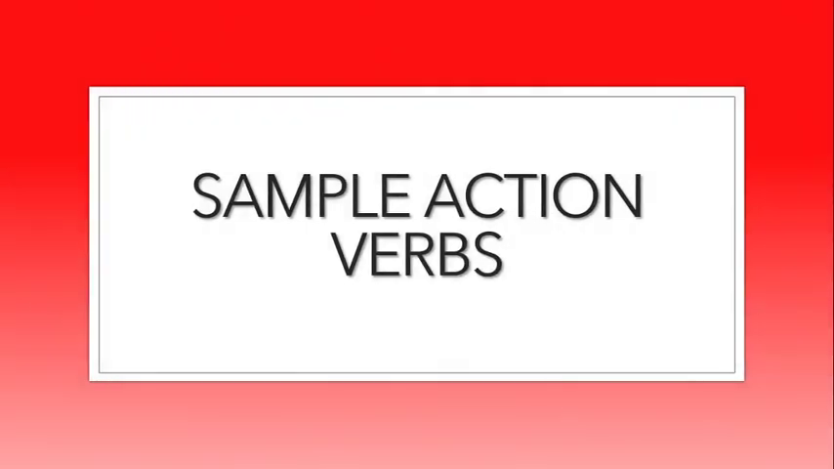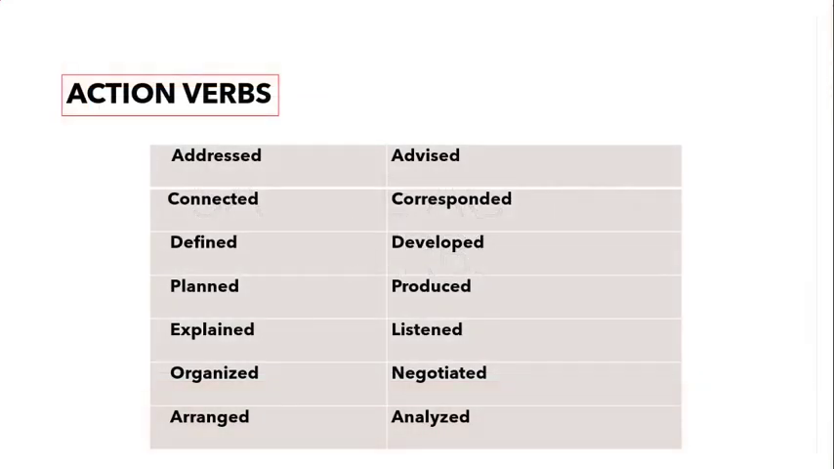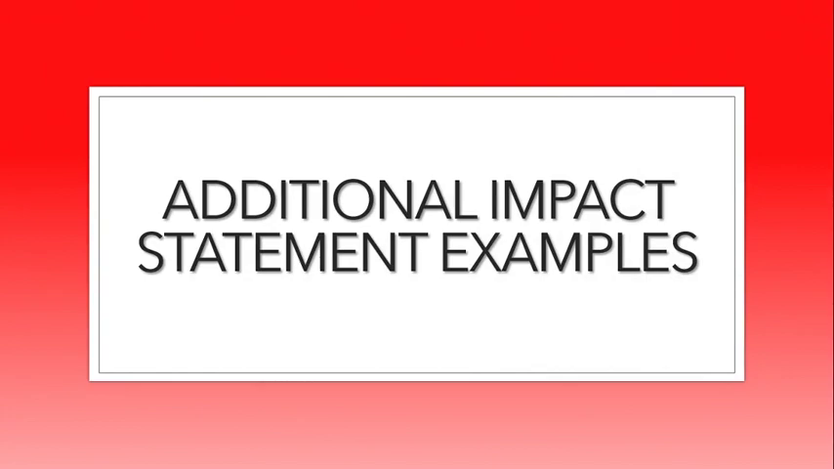The chart on the next slide provides a list of some sample action verbs that may be used when writing your impact statements. Action verbs include words like addressed, advised, connected, corresponded, defined, developed, planned, produced, explained, listened, organized, negotiated, arranged, or analyzed. Here are some additional impact statement examples.